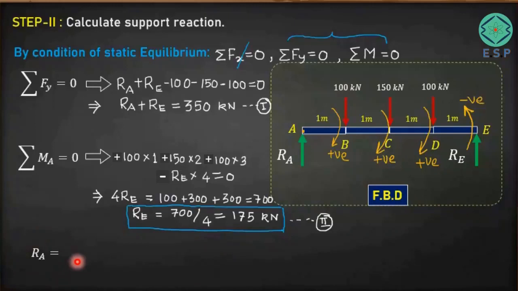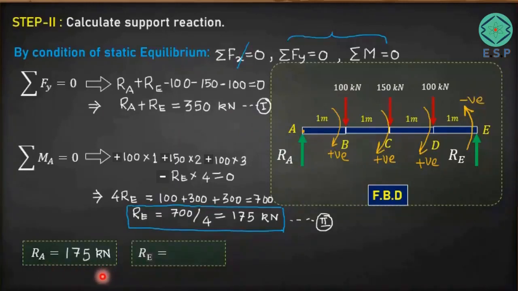To calculate the value of RA, if you substitute the value of RE in equation 1, we know RA plus RE is 350. So if I put RE equal to 175, the value of RA will also be 175. So we got the value of RA as 175 kilonewton, and similarly, we already have the value of RE, which is 175.